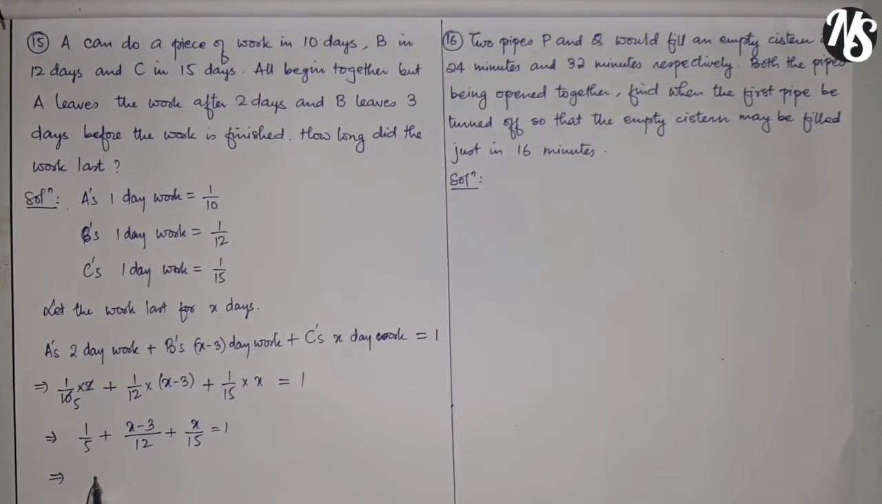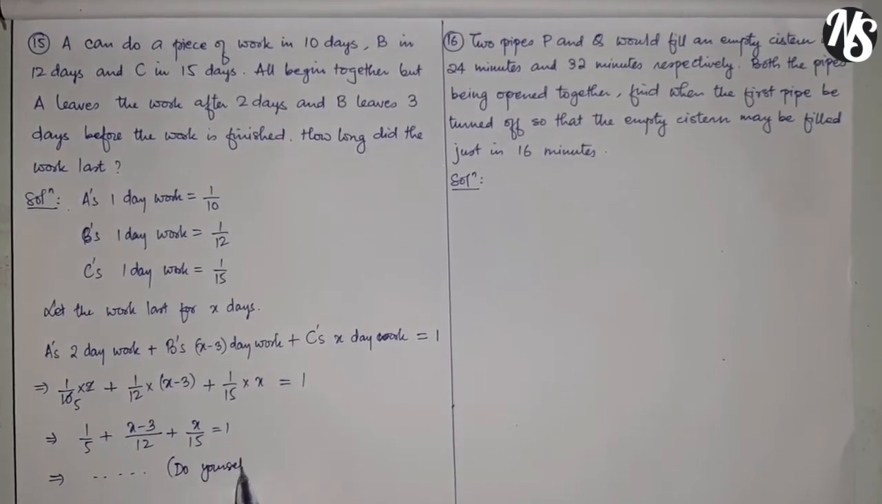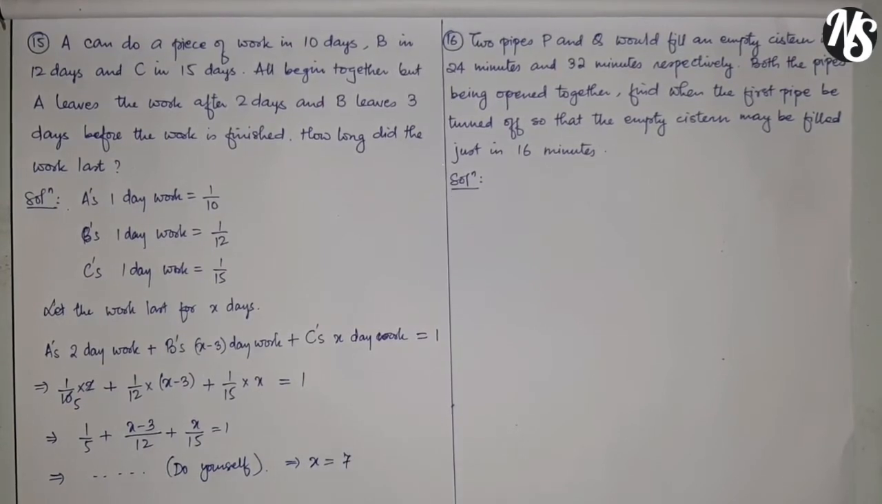So you need to find the LCM, solve for it, and find the value of x. I am not doing that part, so you can do that by yourself. I want to see this step. From here you will show that x will be equals to 7. That is the value of x that turns out to be 7.